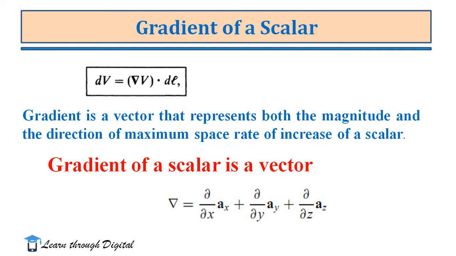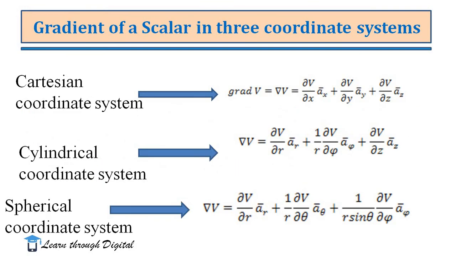As we know, the del operator in Cartesian coordinate system can be written as del is equal to dou by dou x ax vector plus dou by dou y ay vector plus dou by dou z az vector. In Cartesian coordinate system, gradient V is dou V by dou x ax vector plus dou V by dou y ay vector plus dou V by dou z az vector. Similarly, for the cylindrical coordinate system, gradient V, del V, is equal to dou V by dou r ar vector plus 1 by r dou V by dou phi a phi vector plus dou V by dou z az vector.